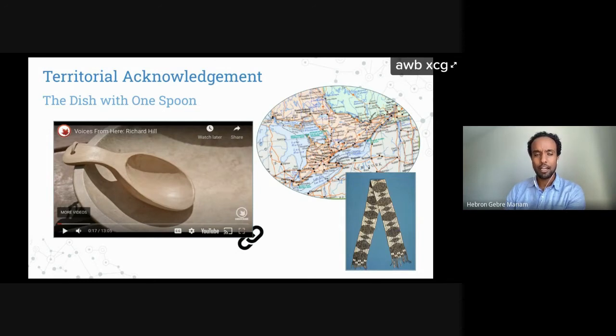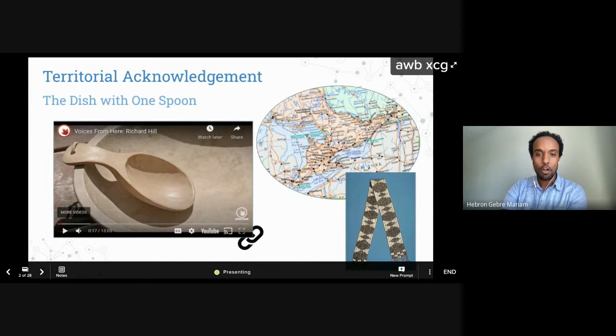Importantly, it's interesting that there are no knives present at this table. This represents that we must keep the peace. The dish is also graphically represented by the wampum belt that is pictured in this slide. I'm going to give you an opportunity to listen to Richard Hill, a Six Nations community historian from our local area, and what he has to say about this dish in this video that we're going to watch together.